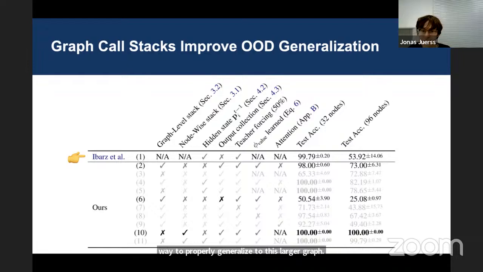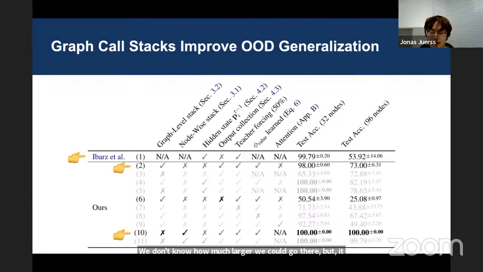And if we just introduce our stack memory in a graph-wise stack, then we already get to 70% out of distribution. And then if we actually have one stack per node, we get to 100% accuracy. So basically perfect. We don't know how much larger we could go there, but it definitely looks promising.